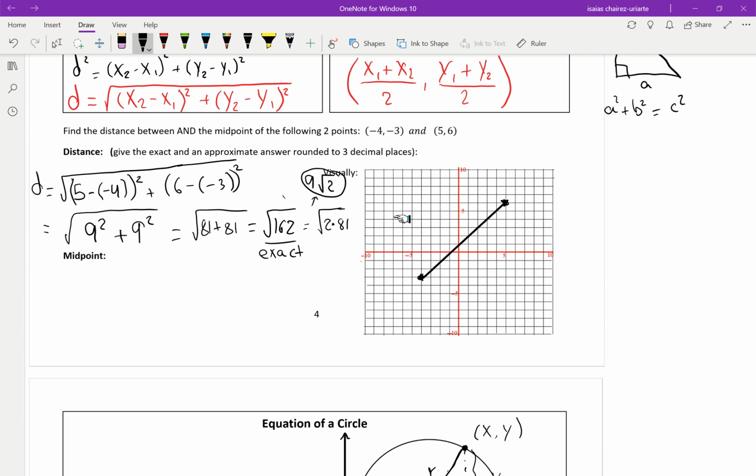So this is our exact solution. This is in simplified form, 9 square root of 2. That's probably what my math lab would prefer rather than the square root of 162. So do get used to simplifying your radicals. And if we do the square root of 162 in a calculator and we round to the nearest 3 decimals, let's see what we get.